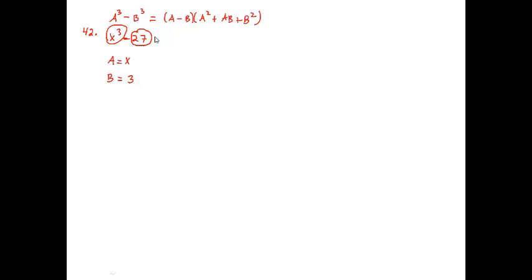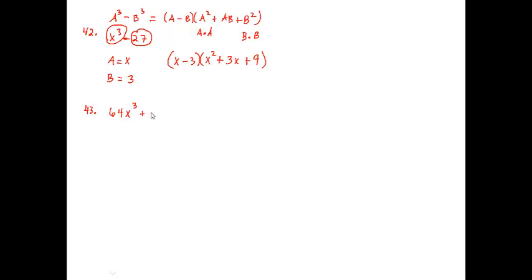So again, if it's given to you as a number, take the cube root. If it's a variable, keep the variable, divide the exponent by 3. And then all you do is fill it in. So I got x minus 3 times x squared, because remember, a squared is the same as saying a times a, plus a times b is just 3x, plus b squared is literally b times b, which is 9. And that is factored. And then the last one is number 43.